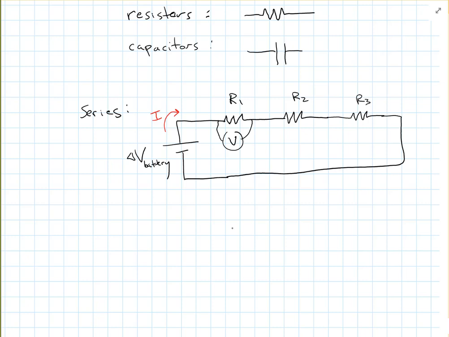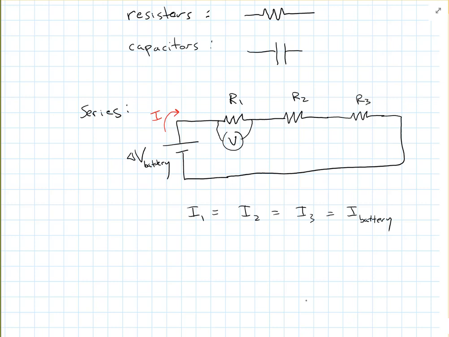So what we're hoping that you see is that the current through resistor 1 is equal to the current through resistor 2, is equal to the current through 3, is equal to the current into the battery. And the potential differences should add up.